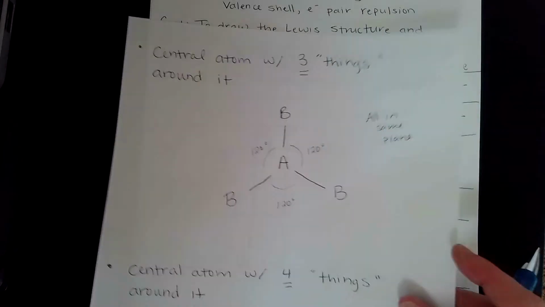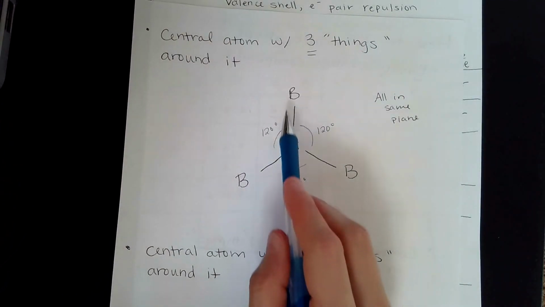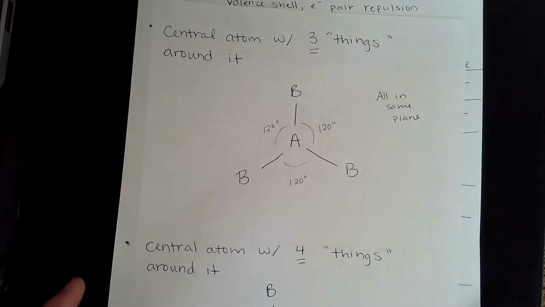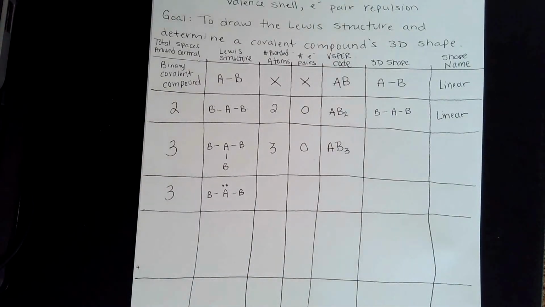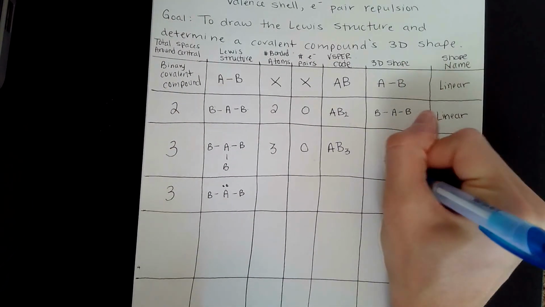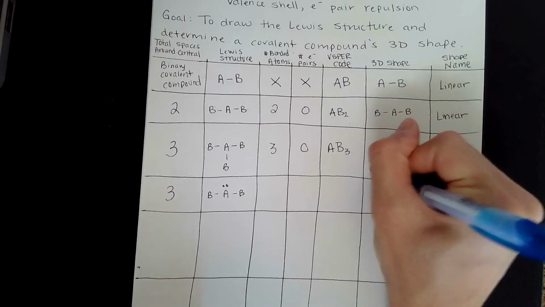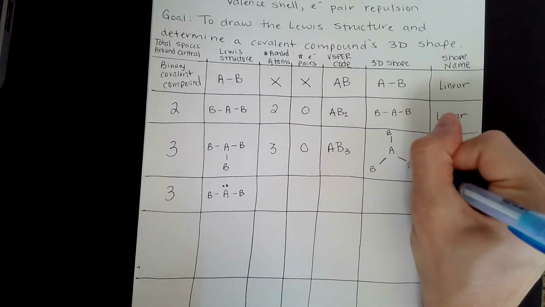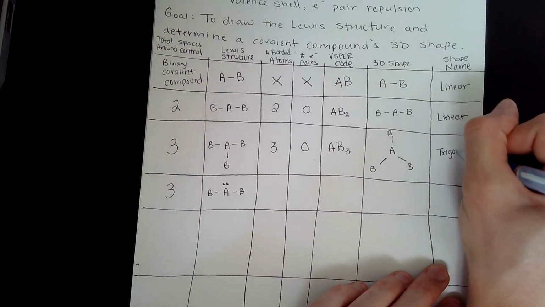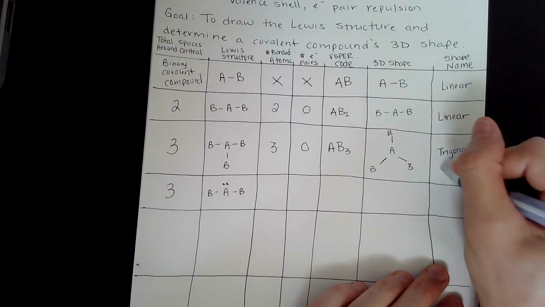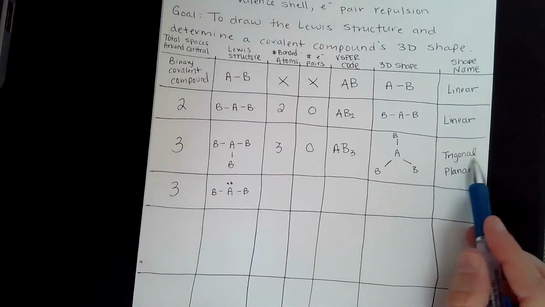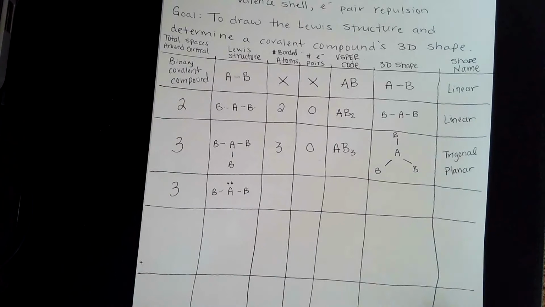Remember back when we drew 3 things spaced out from each other, and they formed this kind of triangular shape around our center atom. So when we draw that, we can draw that shape here, and this is called trigonal. Think tri as in 3, and planar because they're all in the same plane. So 3 things in the same plane.